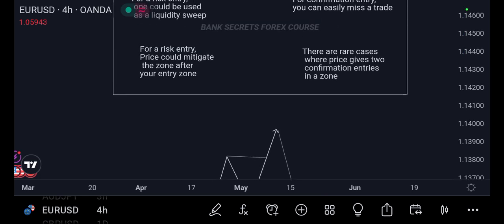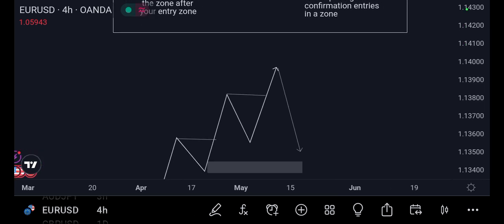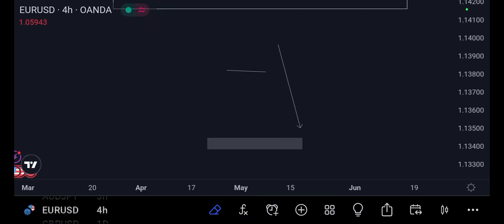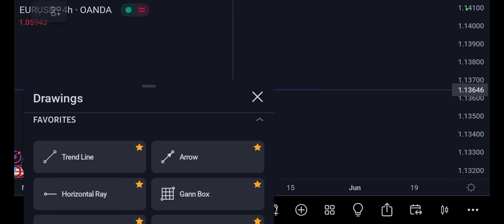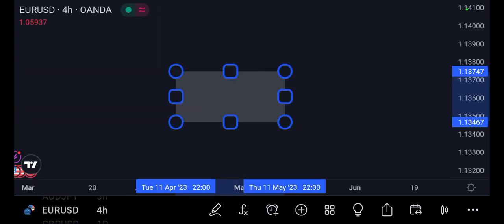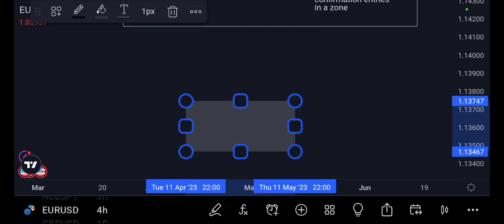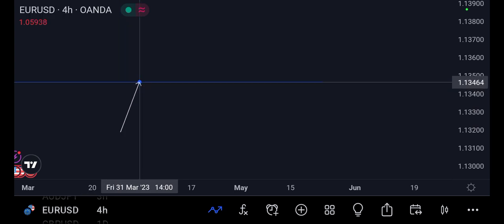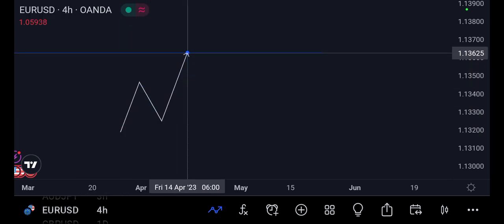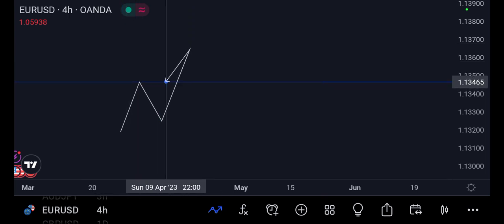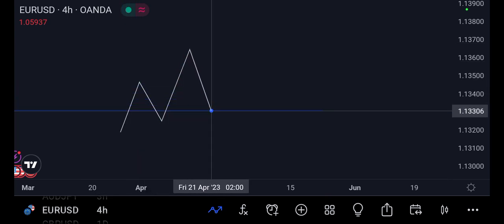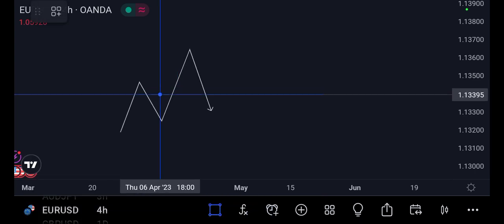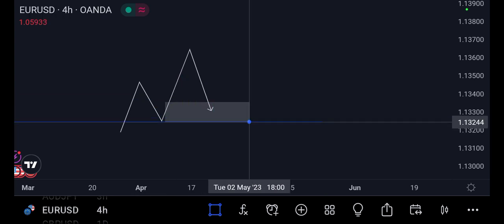There are rare cases where price gives two confirmation entries. Let me clear this. Let's say you have a big zone here. There was a break of structure right here. There was a break of structure and price taps into your zone. Let's stop here. Let's say the zone was this large.